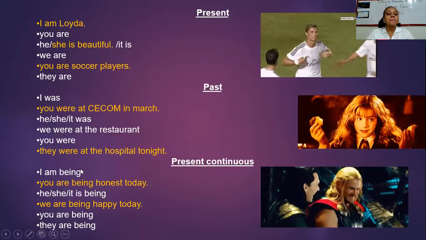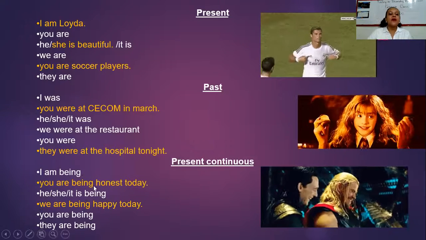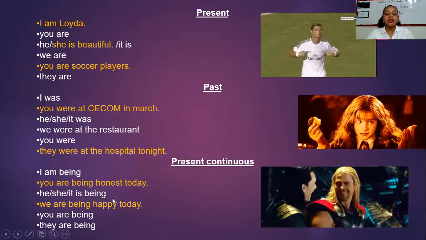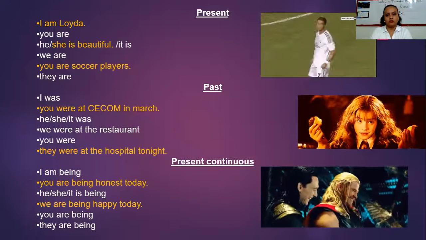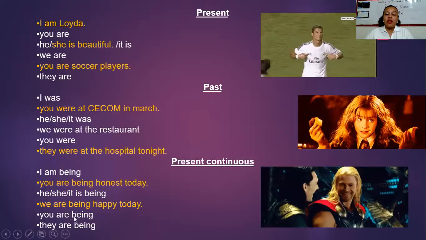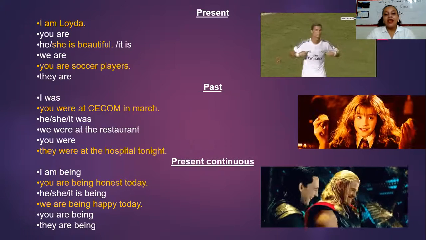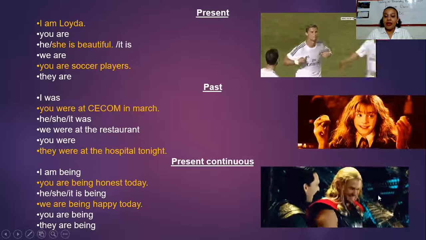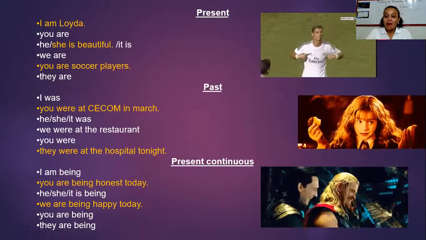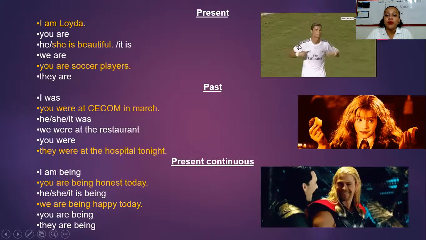I am being happy. Yes, I am being happy now because I am happy to teach you English. You are being honest today. Honesty is one of the great values of humanity. She, he, or it is being happy or mad. We are being happy today. You are being mad or sad. They are being happy. Look, these actors, Loki and Thor, they are being happy. She, Hermione, is being happy. And look, Cristiano Ronaldo is feeling proud of himself.